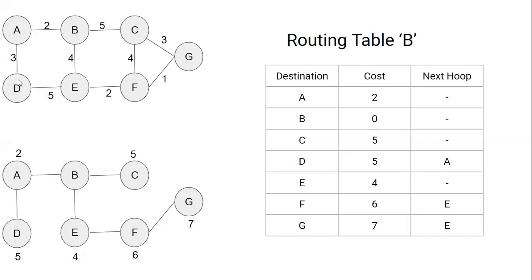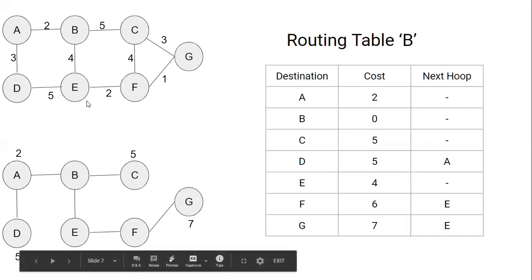I can travel in this way also, or in this way also. If you travel from B to A to D and D to E, what is the value? 2 plus 3, 3 plus 5 is 8. Directly, if we go from B to E, that is 4. This is the shortest path, so I'm directly writing B to E equals 4 here.